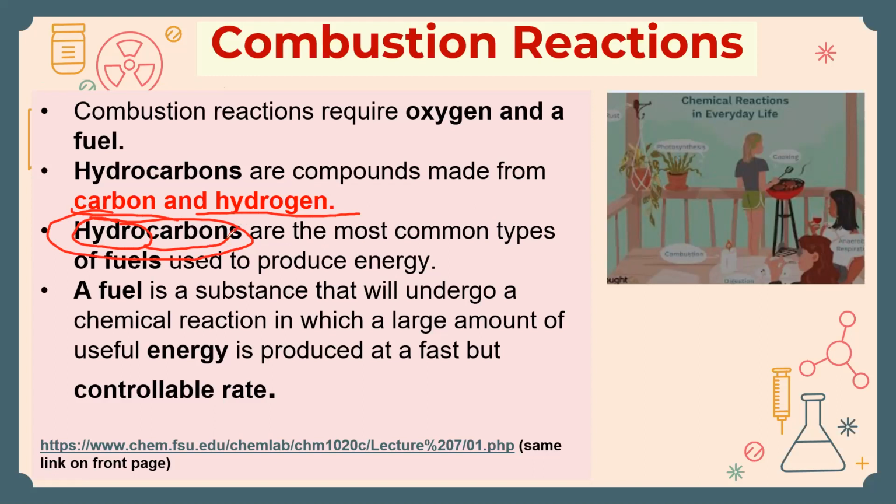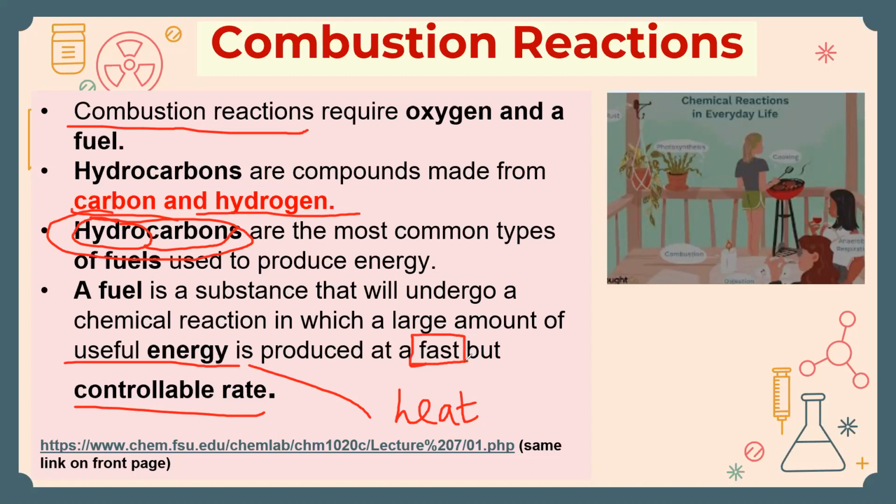When we burn hydrocarbons and combustion reactions take place, like when you light a fire, you create a large amount of useful energy. In the case of fire, it would be heat, and that heat can often get out of control. For example, in the case of bushfires, when something is set on fire, that fire can spread very quickly. Fuel is not like a natural disaster such as a bushfire. It can be produced at a fast rate, but when we're producing fuel, we can control that. That's the only difference between a fire in the natural world and a fire that we're controlling, like a fire on a barbecue.